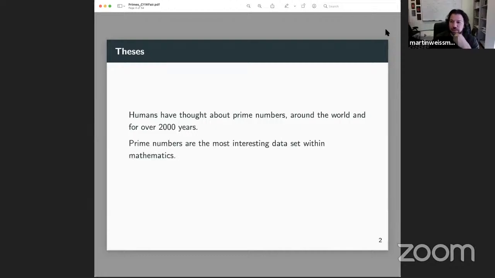Another is a bit of an unusual take. I say unusual because most mathematicians might not say the same sentence, which is that prime numbers are the most interesting data set in mathematics. I'm trained as what they call a pure mathematician, which means that I'm not really trained in data analysis, though these days I do some. But I think that prime numbers form an interesting data set. We look at genetic data sets and astronomical data sets, but prime numbers themselves form an interesting data set.